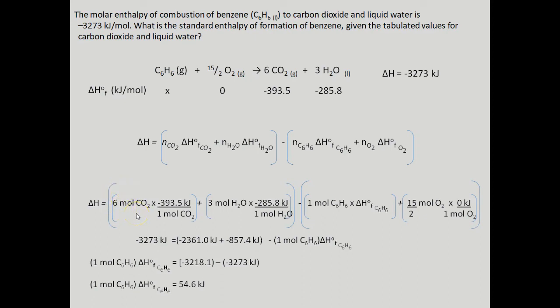We know that we have 6 moles of CO2 produced, times its standard enthalpy of formation, plus 3 moles of water times its standard enthalpy of formation. 1 mole of benzene underwent the reaction, times its standard enthalpy of formation, plus 15 over 2 moles of oxygen times its standard enthalpy of formation. Then we can gather our like terms and solve, and we see that 1 mole of benzene times its standard enthalpy of formation has an enthalpy change of 54.6 kilojoules per mole. So if we isolate our standard enthalpy of formation for benzene, we find that it is 54.6 kilojoules per mole of benzene.